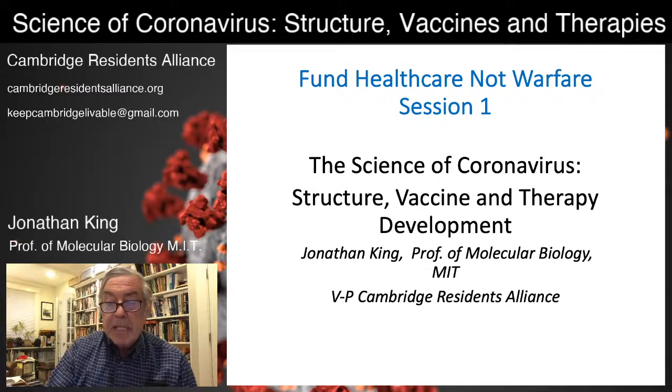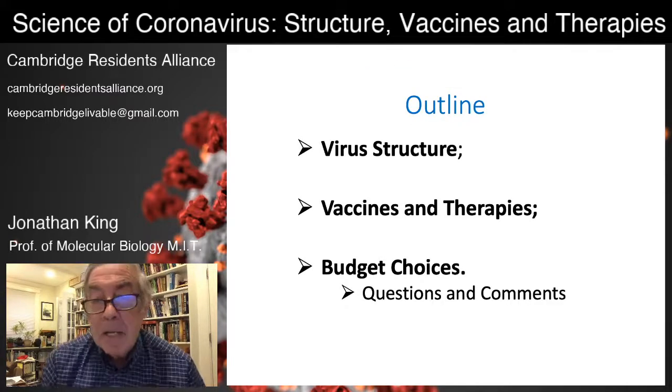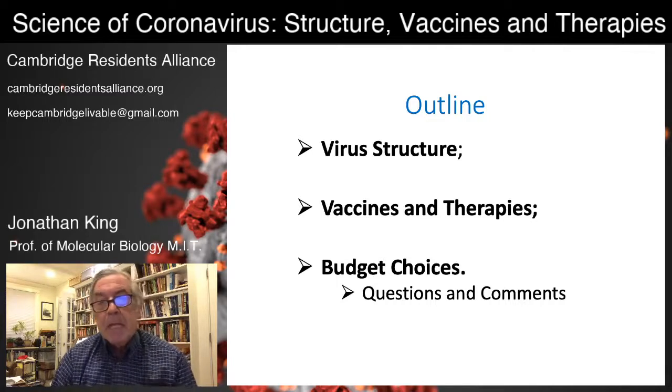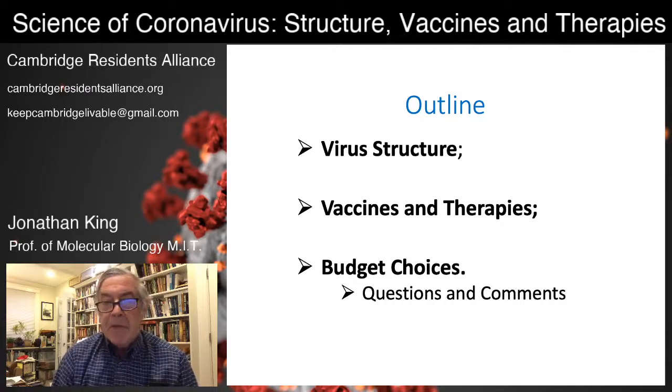So this slide talk will be in three parts. First, I'll talk about the structure of the actual virus particle itself. Then we'll go into the development of vaccines and therapies. And then I'll end up talking about federal budget choices.